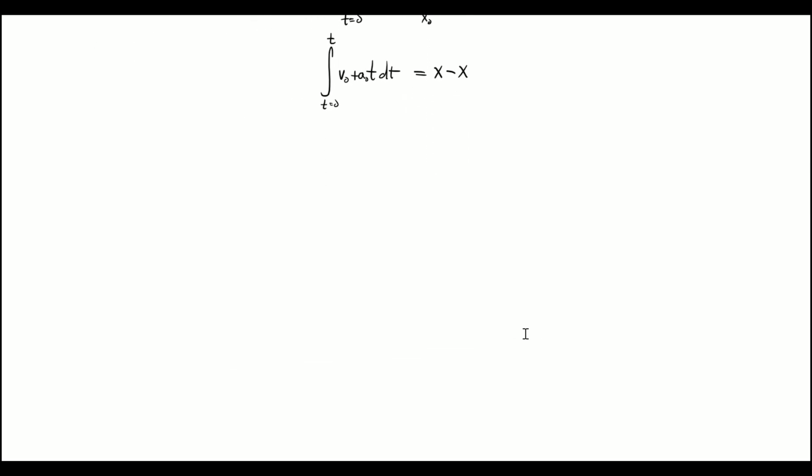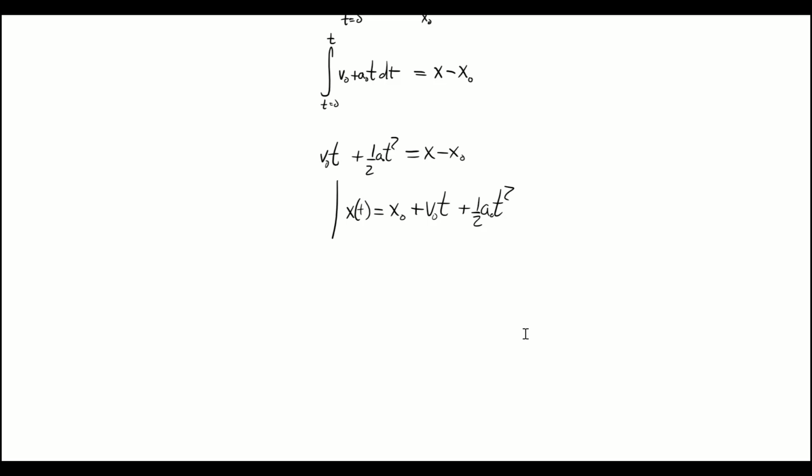So now, how do I do this integral? Well, the first term in it, the v naught, gives me just v naught t. The second term gives me 1/2 a naught t squared. And this is equal to x minus x naught. Forgot the subscript there. So this, rearranged to find my position at some given time t, is equal to the initial position plus the initial velocity times time plus 1/2 a naught t squared, right?